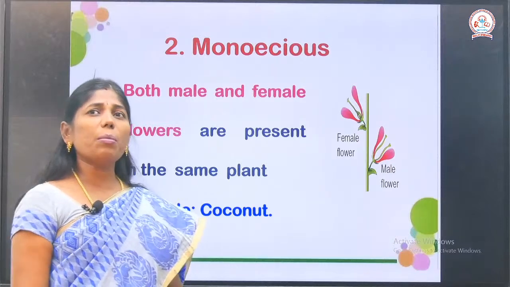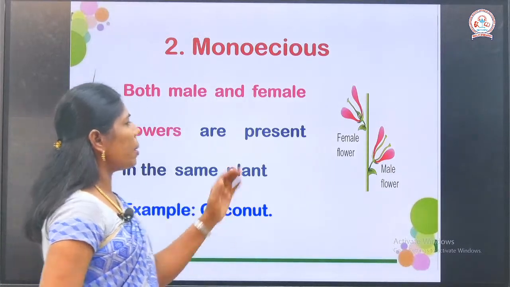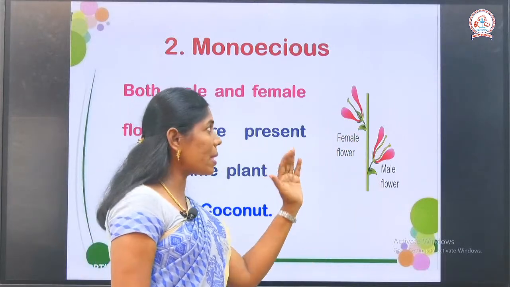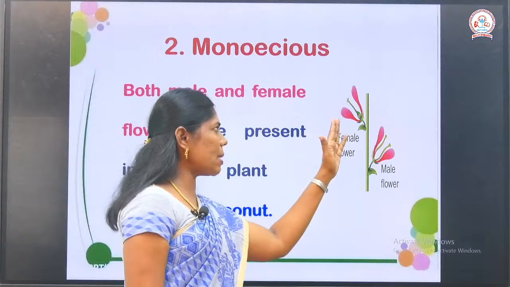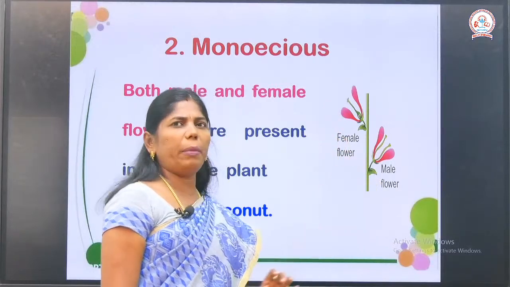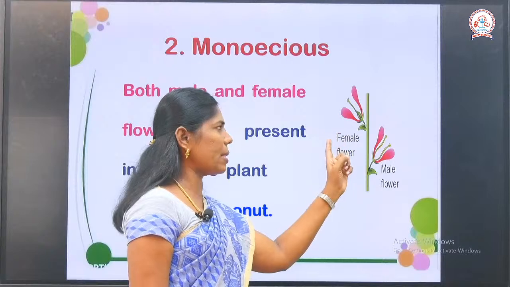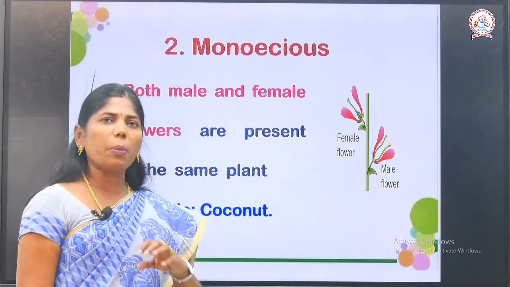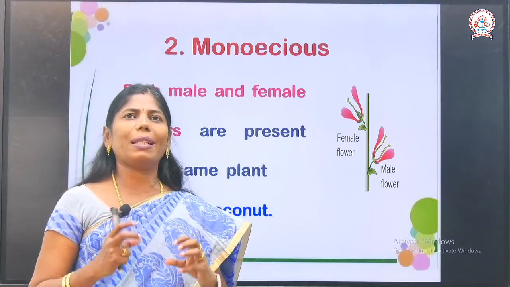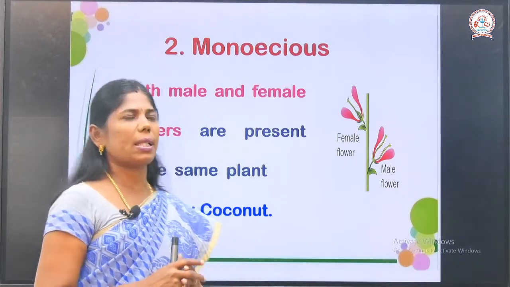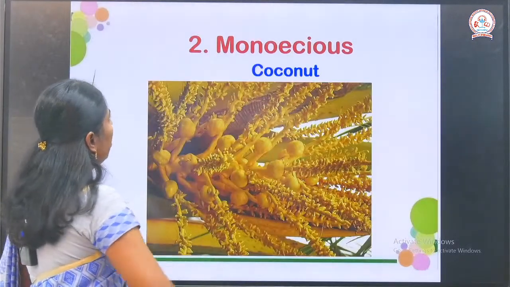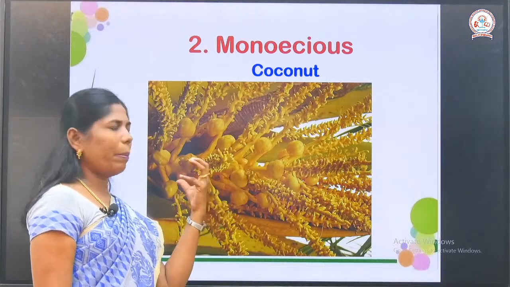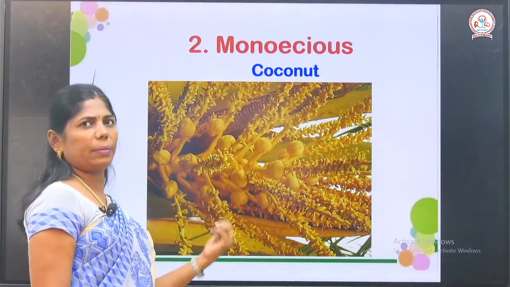Already I said what monoecious is. In monoecious plants, both male and female flowers are present in the same plant, but as separate flowers. One flower consists of the female part, because of the presence of the gynoecium, and another is a male flower, because of the presence of the androecium. Both flowers are on different branches of the same plant. That is the monoecious condition. You can see the picture of coconut, a monoecious plant, with male and female flowers on separate branches.